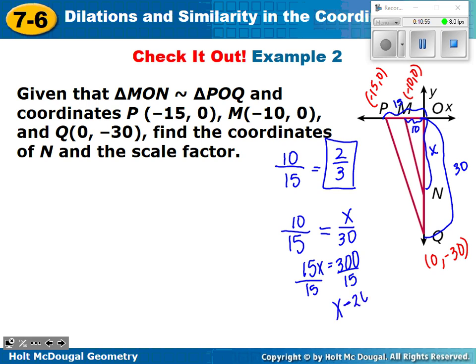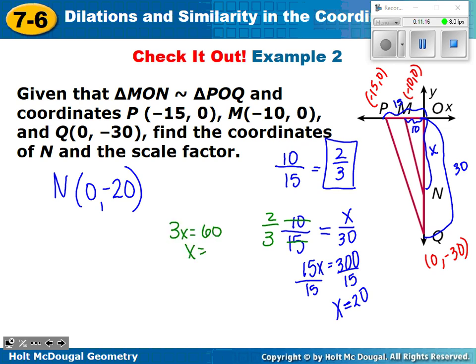But then be very careful. You're going down 20, so what are your actual coordinates for point N? 0, negative 20. I would have probably just set it up with 2/3, which is much easier. Then you could have 3x equals 60, so x is 20. But it should be negative 20. Is everybody with me there?